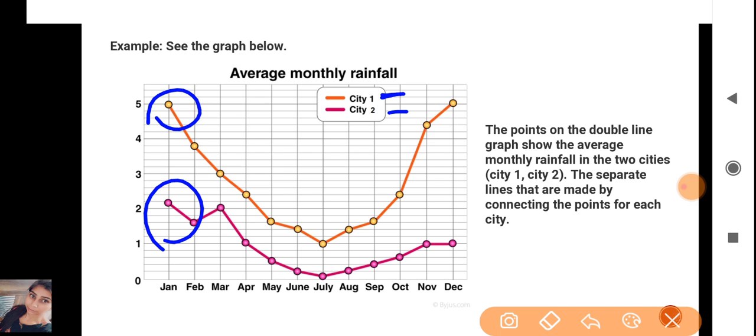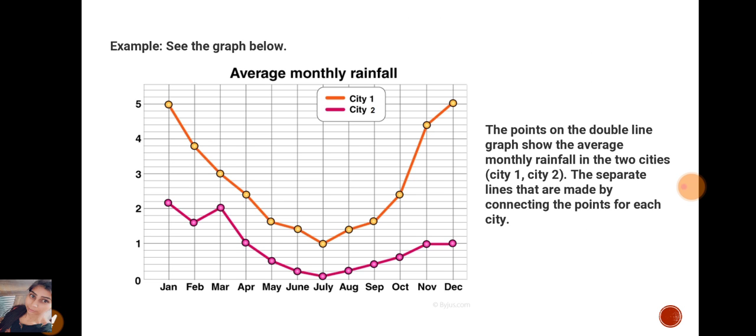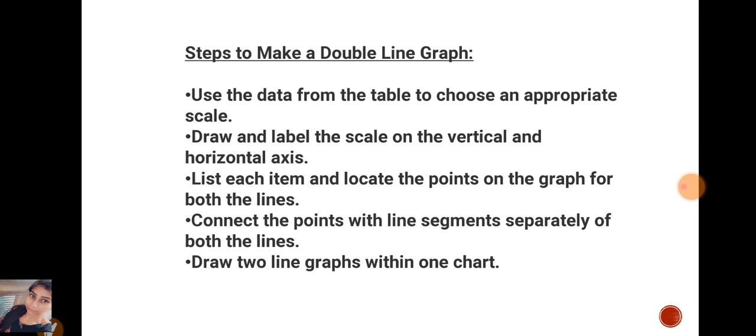As you can see in February, the values keep on changing. I'm just showing you an example of the different rainfall in different cities in the months given. Like in January, here it is given as 2.2 I guess, and for city 1 it is 5. Then for city 2 it is 1 point something, and for city 4 it is 3 point something, 3.8. So the average monthly rainfall for the different values is given, just to show you an example. Now let us see the steps.